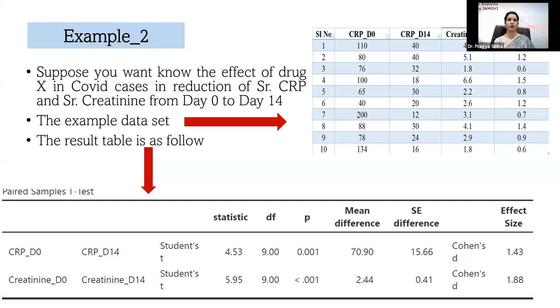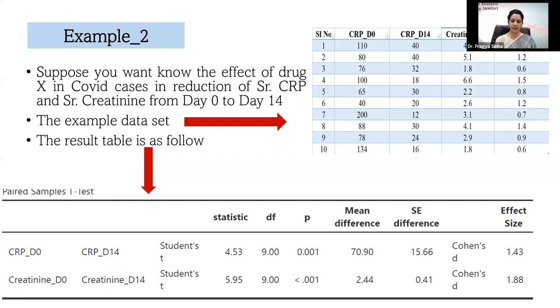And this fourth column tells you regarding the measurement of creatinine at day 15. So you can see there are two variables here, CRP and creatinine. And we have measured these two variables twice, at the time of admission and at day 14. If I have given some drug to COVID cases, and I want to see whether there is a reduction in CRP or creatinine, which is showing the more reduction?